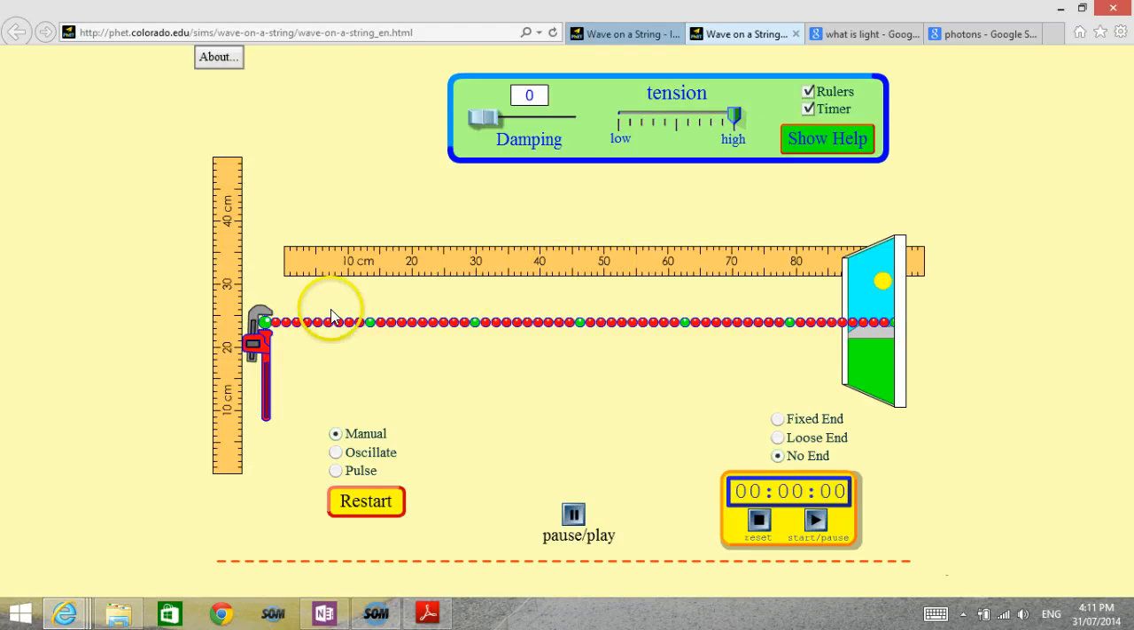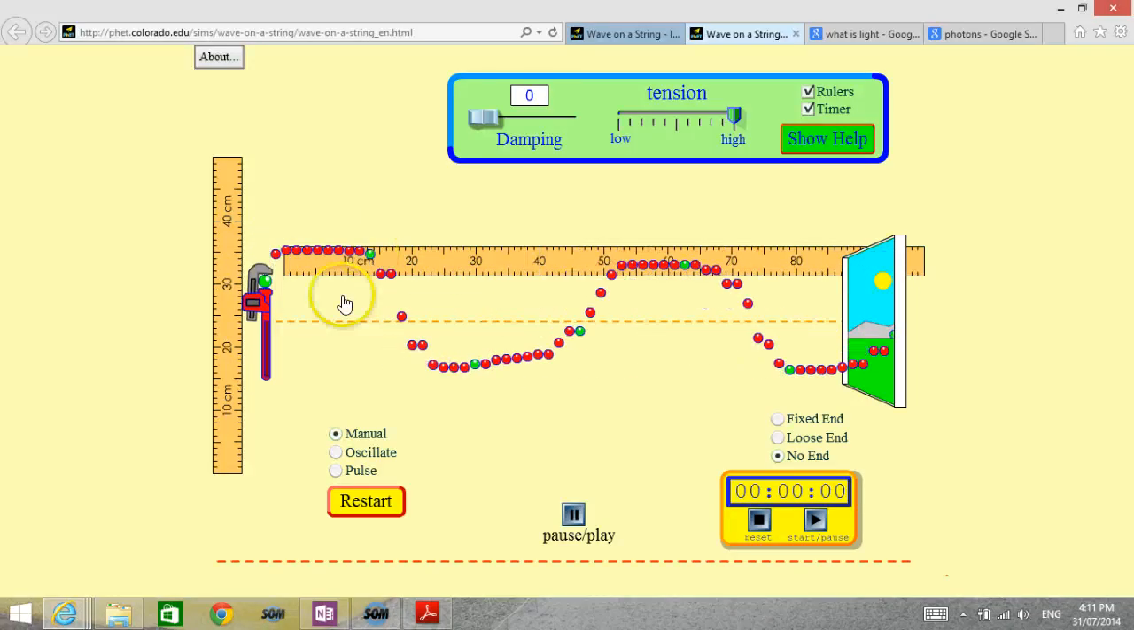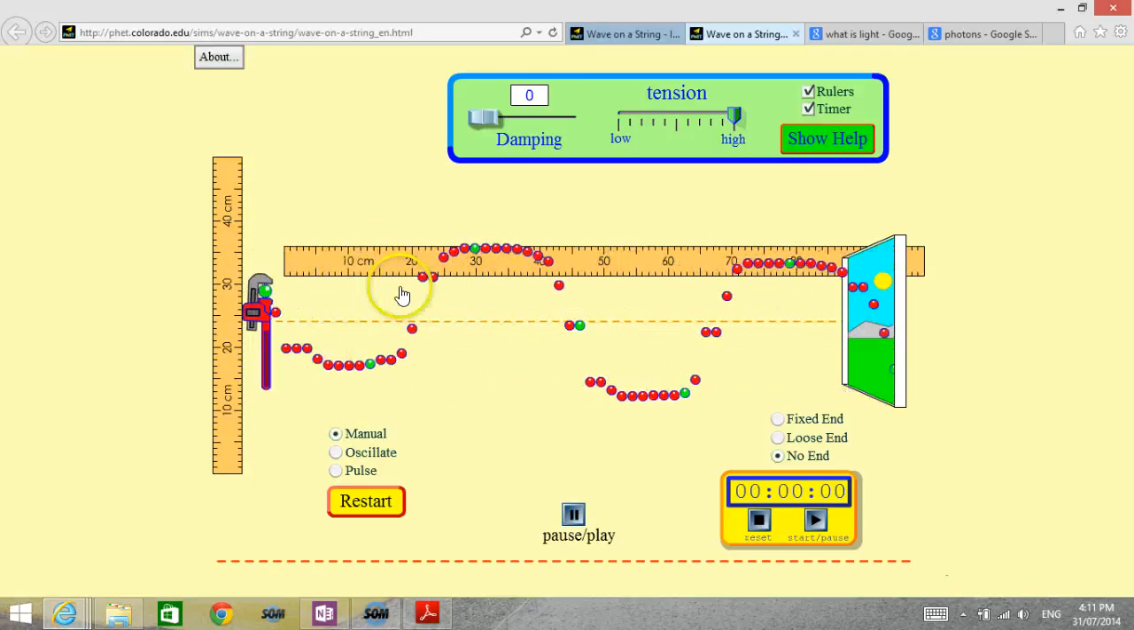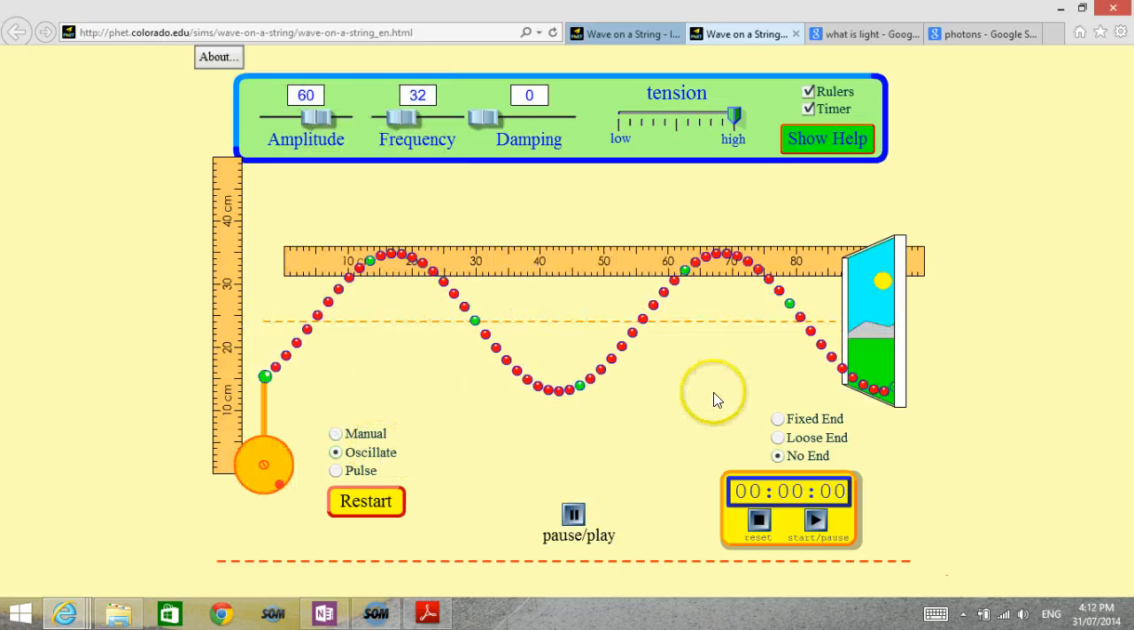I am going to show you a wave. So here is a straight string. You can try it at home. If you move it up, down, move it up, down, you see some sort of wave shape. Okay? Let's make it randomly like this.